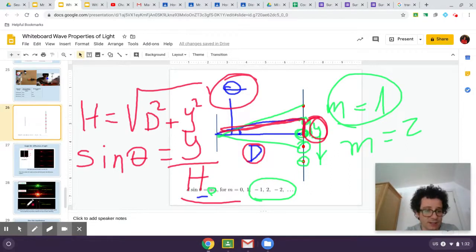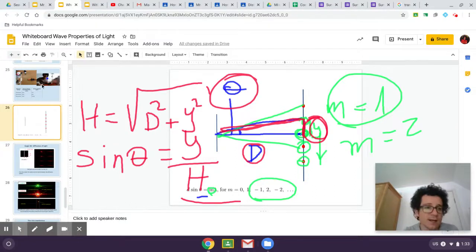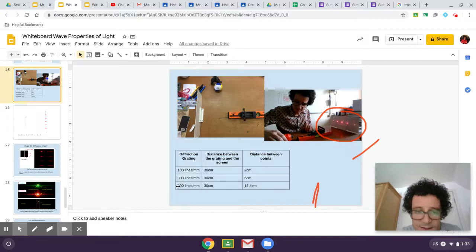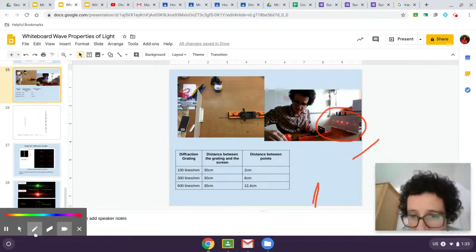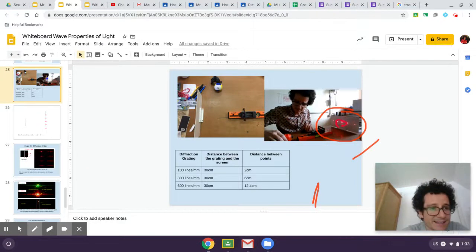You just need to be aware that in this case m is 1, because on the screen here I measured the distance between these two points over there, the center and the one on the left.